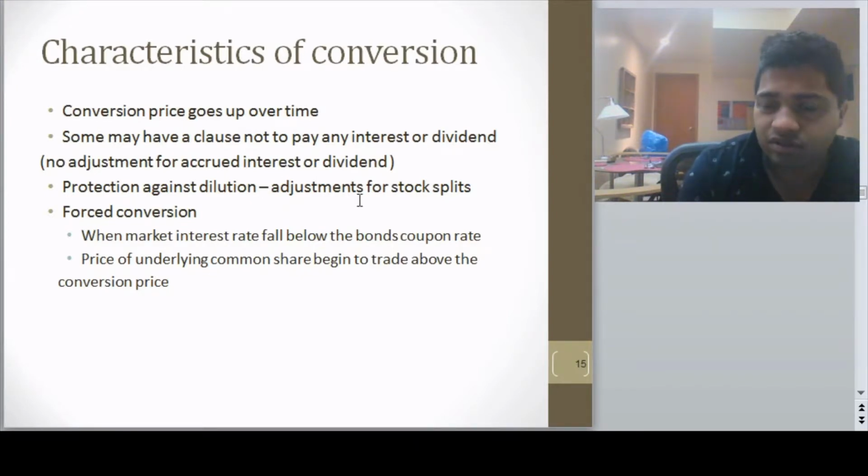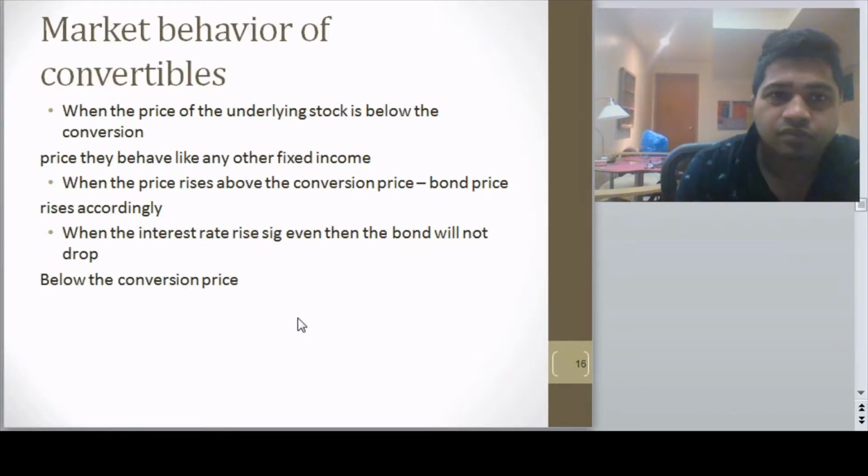Protection against dilution. Most of the conversions are adjusted for stock splits. Forced conversion. When does the company ask for forced conversion? When the market interest rate is below the bond's coupon rate, and when the price of the underlying common share begins to trade above the conversion price. So there are two cases where it can ask for a forced conversion: when the interest rate in the market is less than the coupon rate, or when the price of the share is above the conversion price.